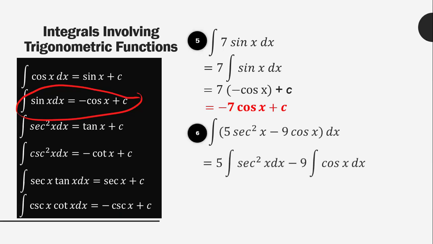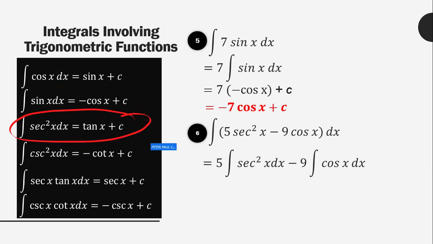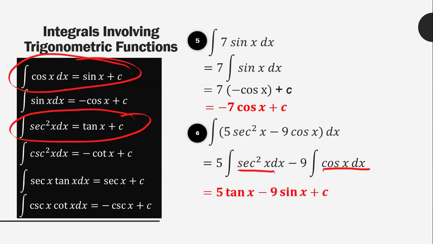For number 6, we have 5 times the integral of secant squared x dx minus 9 times the integral of cosine x dx. Applying the formula for secant squared x, that is tangent x. And for cosine x dx, we apply this formula. So the answer becomes 5 tangent x minus 9 sine x plus c. Very easy, right? Let's proceed to item number 7.